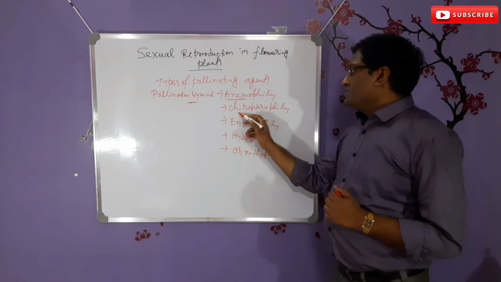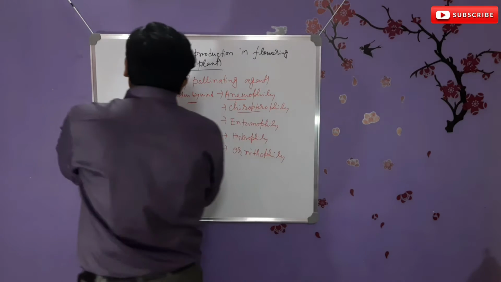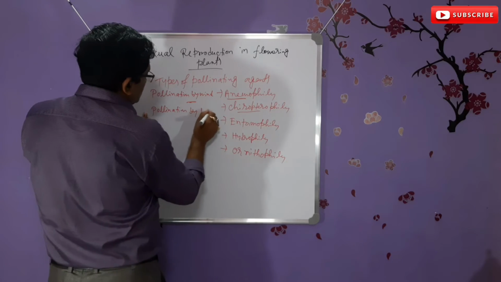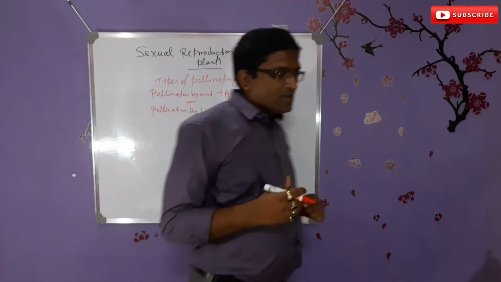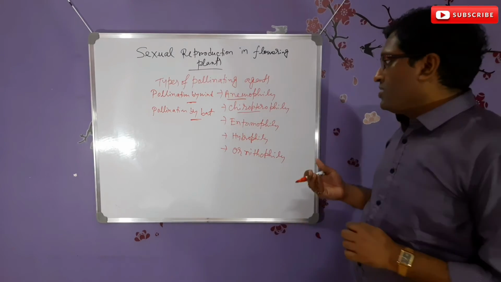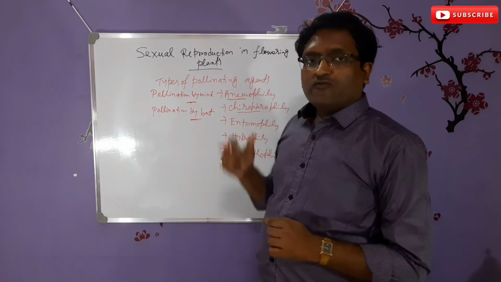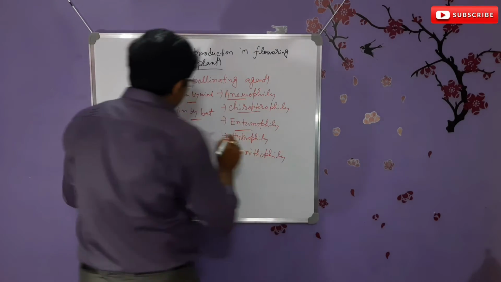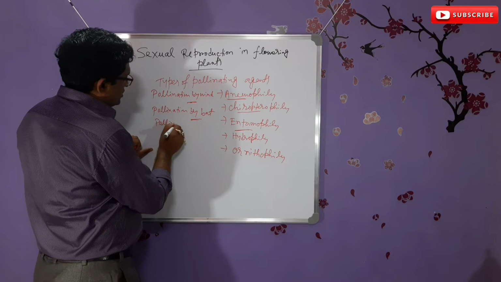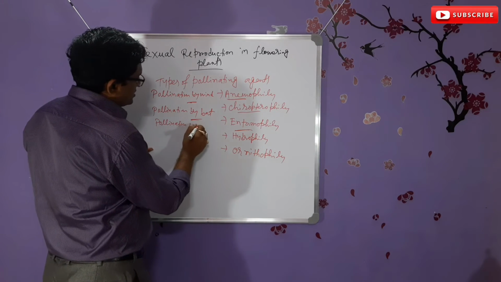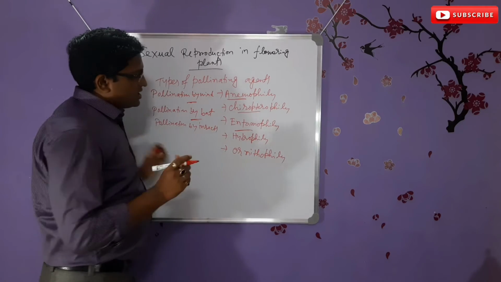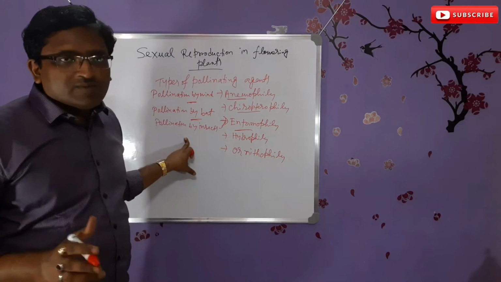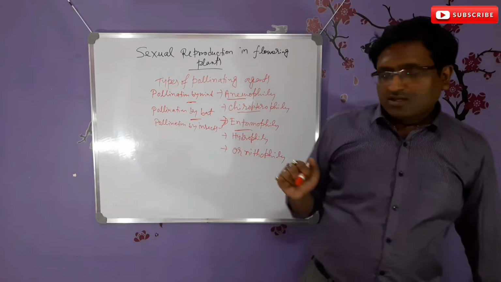Next agent is Chiropterophily. Chiropterophily means bat. That is, pollination by bat. So if somebody asks you, the pollination by bat is known as Chiropterophily. Next we come to entomophily. Now what is entomophily? Entomophily means pollination by insects. It comes from entomology. That is, the pollination by insects is known as entomophily.